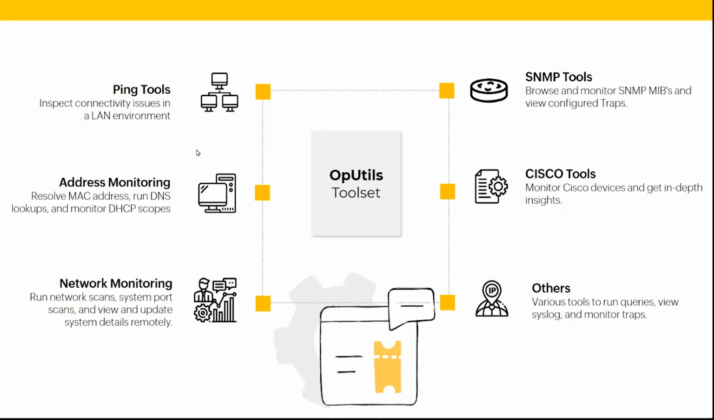These groups begin with ping tools, which are employed to detect connectivity issues. Additionally, there are address monitoring tools available for resolving MAC addresses, conducting DNS lookups, and monitoring DHCP scopes. OpUtils also encompasses network monitoring tools that enable network scans, facilitate the update of system details, and provide in-depth insights into the network nodes.